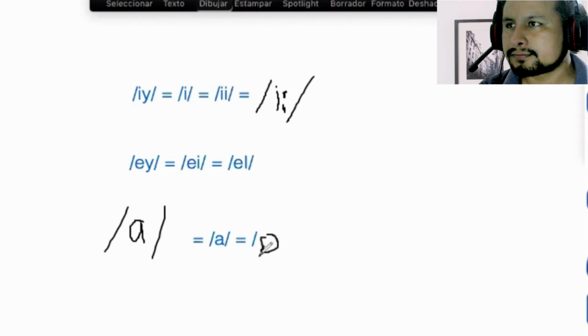Well, I can do it very well, but it's more or less something like this. Yeah, this. All right? The symbols are different, but the sounds are the same. And finally, for example, this is what you have in your book. In other books or dictionaries, you will probably find something like this.